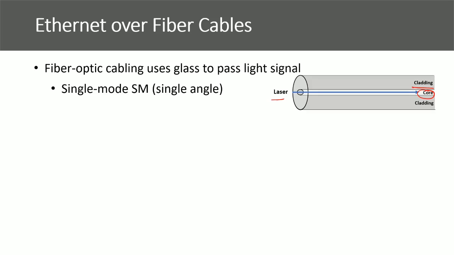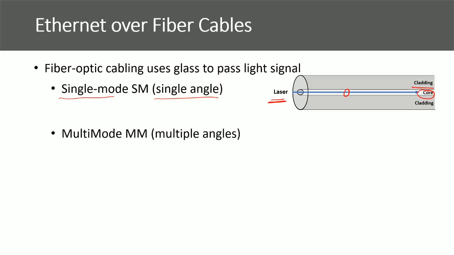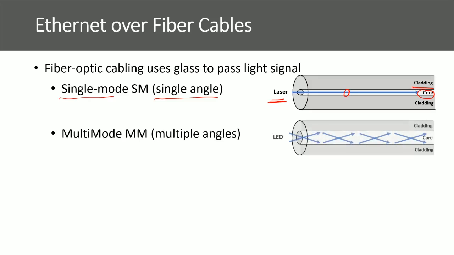In single mode fiber, the core is very small and data is sent using laser over one angle, and that's why it is called single angle or single mode fiber. Single mode fiber can go for longer distances than other types of fiber. The other type of fiber is multimode or multiple angles, which means the light is emitted using LEDs at different angles, and usually the core in multimode is larger than the core in single mode.